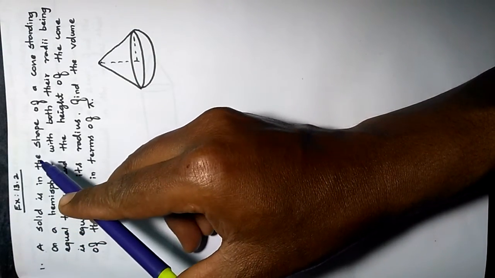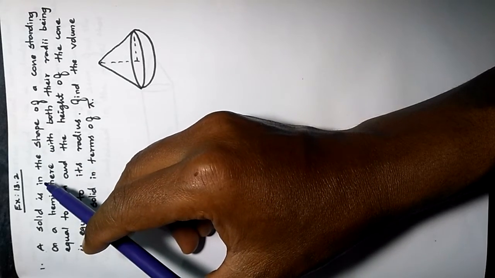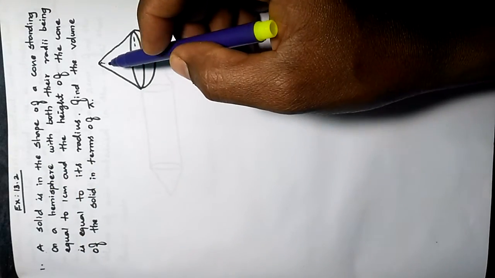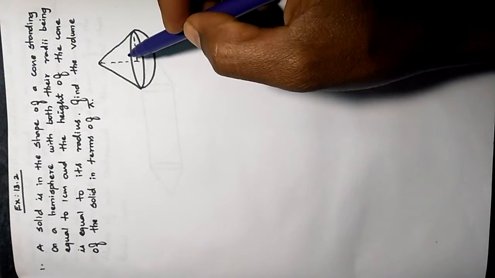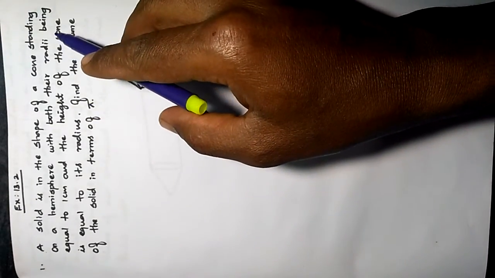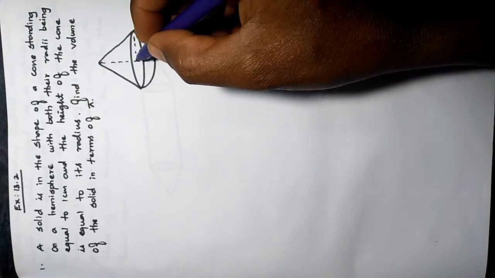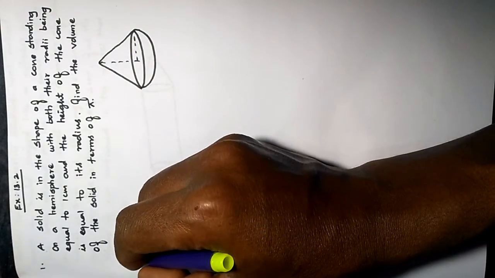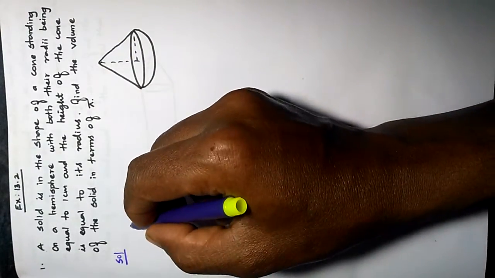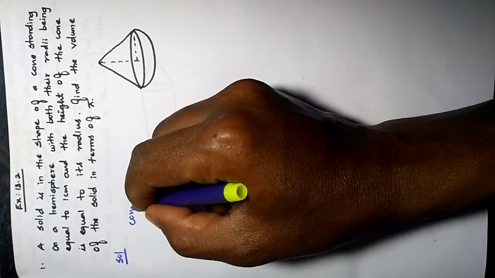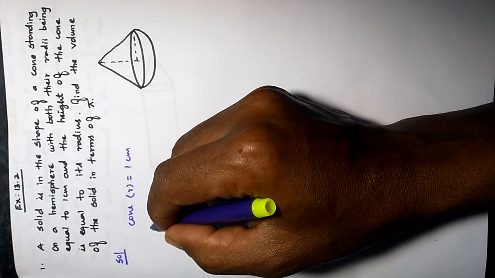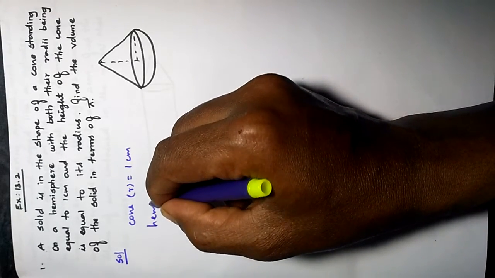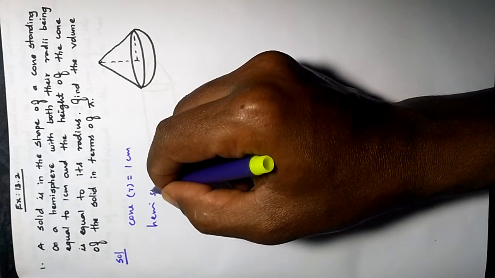A solid is in the shape of a cone standing on a hemisphere. You can see the diagram here. This is the solid, with both their radii being equal to 1 centimeter. So let's take the cone radius r equal to 1 centimeter and the hemisphere radius also 1 centimeter only.